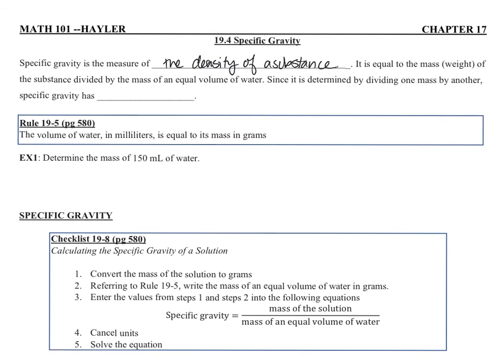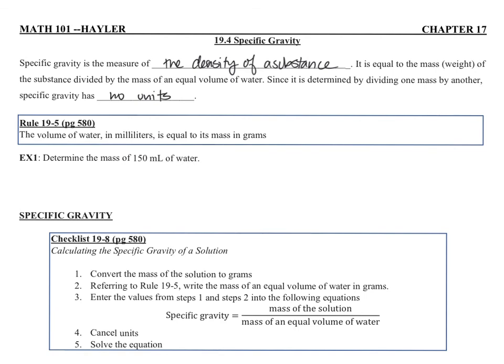Specific gravity is equal to the mass of the substance divided by the mass of an equal volume of water. Since it is determined by dividing one mass by another, specific gravity has no units. That's kind of neat, having a value that doesn't have units.